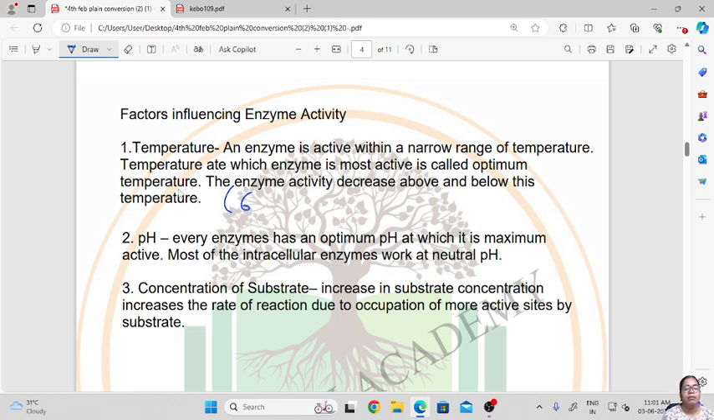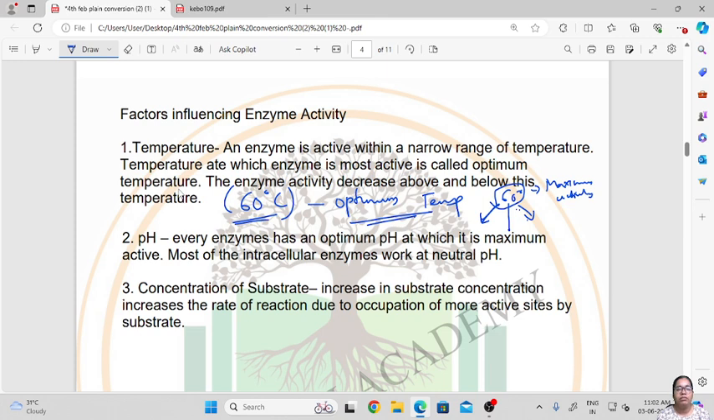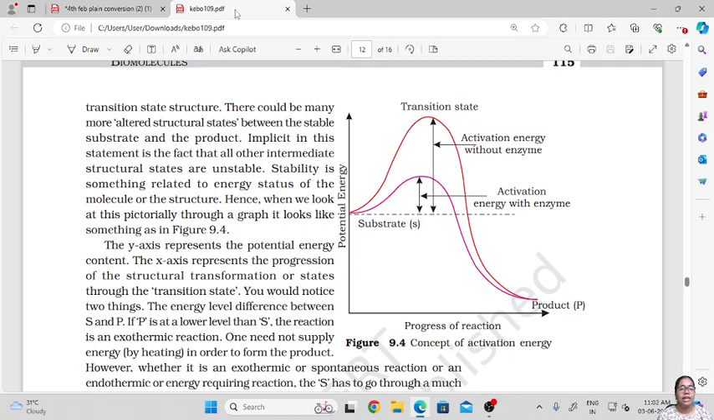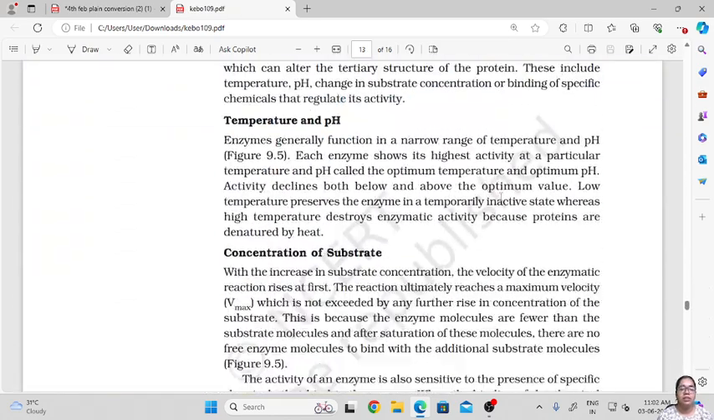For example, it can be 60 degrees Celsius. So this will be the optimum temperature for the enzyme activity. If it is 60, this will be the temperature at which the enzyme will show maximum activity, and below this temperature and above this temperature, the enzyme will not show its activity, that is, it will not help in the formation of the product. So this is how temperature affects the enzyme activity. There has to be an optimum temperature at which an enzyme works.